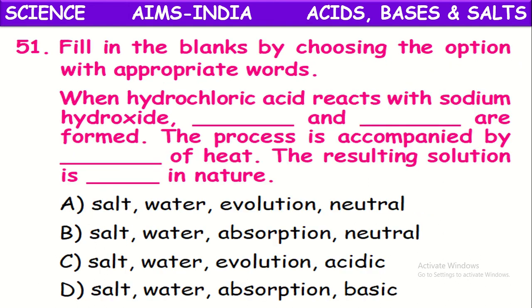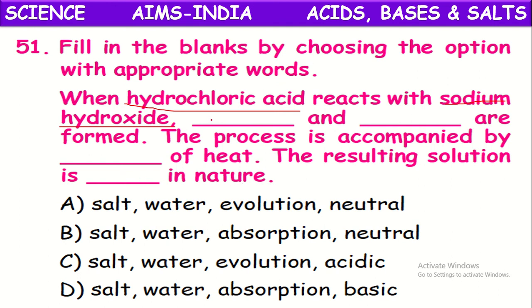Okay, next one. Fill in the blanks by choosing the option with appropriate words. When hydrochloric acid reacts with sodium hydroxide, then what is formed? Hydrochloric acid and sodium hydroxide, acid and base. When they react, they form salt and water. The process is accompanied by evolution of heat because it is an exothermic reaction. The resulting solution is dash in nature. It is neutral in nature.